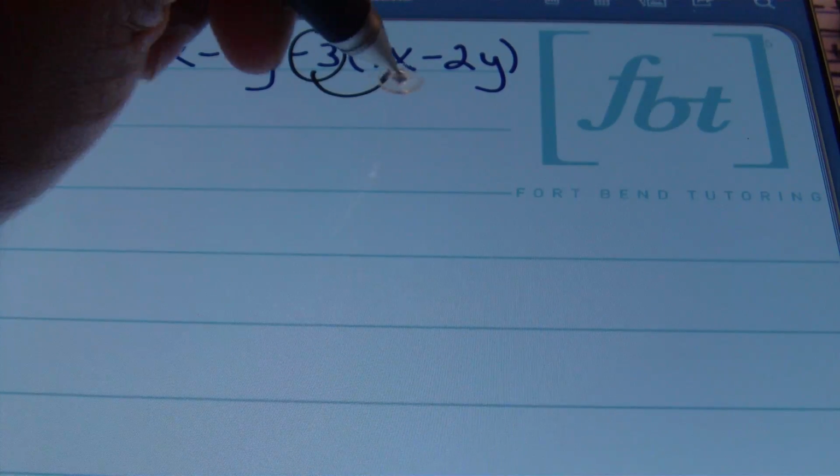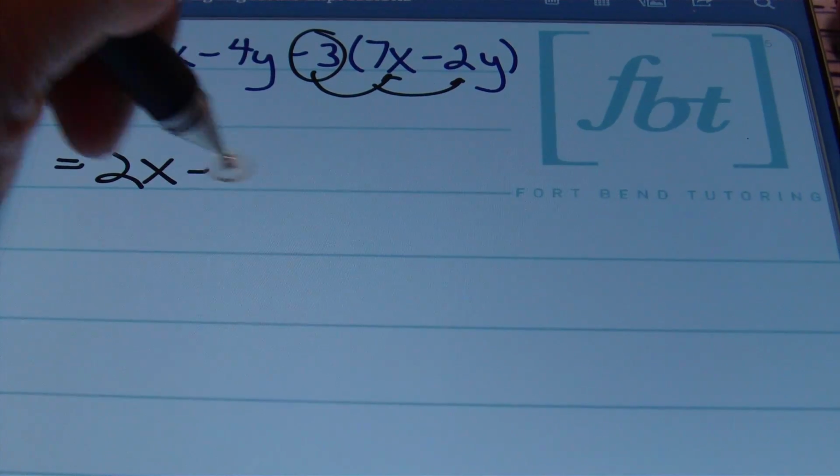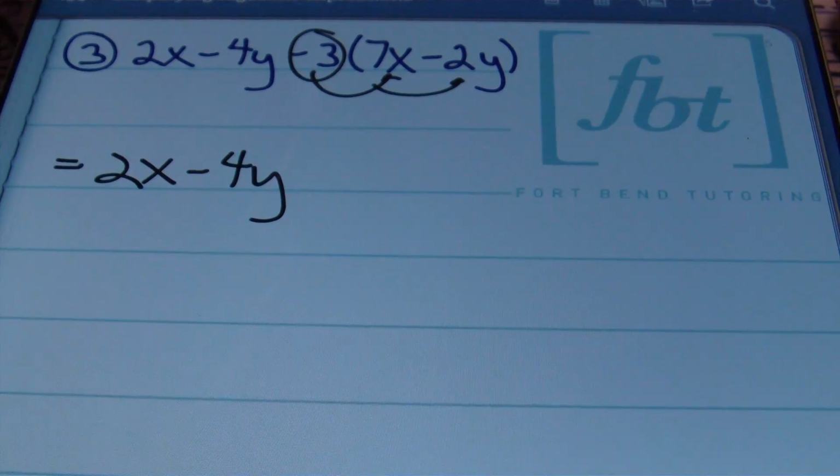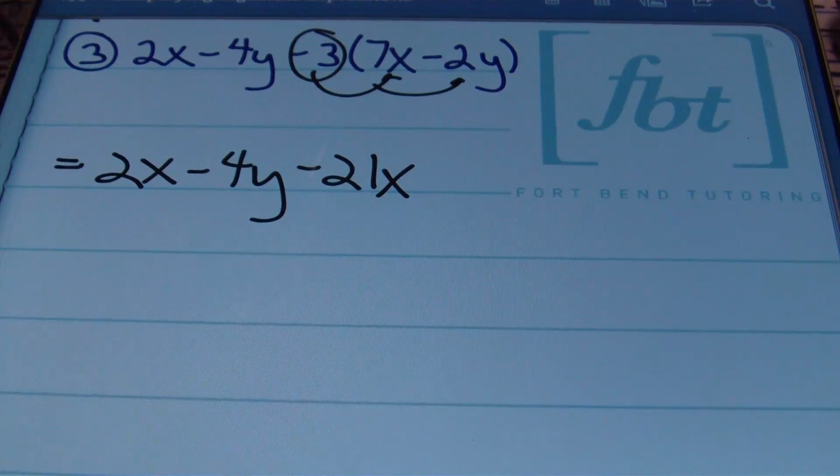So let's multiply that negative 3 to everything inside our parentheses. We'll be bringing down 2x. All right, we'll also be bringing down that negative 4y, and now we'll be multiplying by negative 3. So negative 3 times 7x is negative 21x. That's right. Then multiplying negative 3 times negative 2y, a negative times a negative is a positive, and 3 times 2 is 6, and I bring down that y for good measure. Remember that anytime you distribute, your next step is to see if you can combine like terms. And in this case, we can.